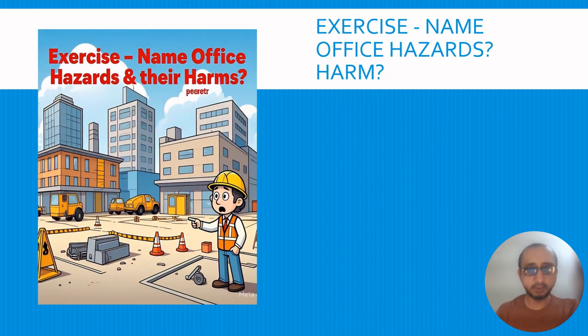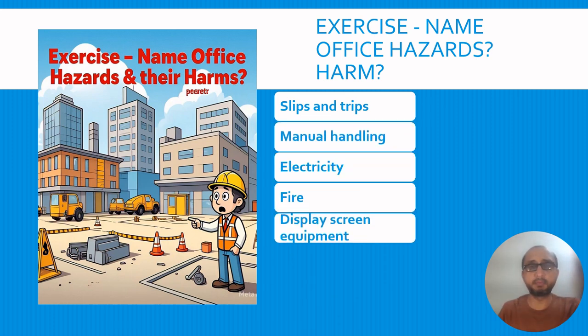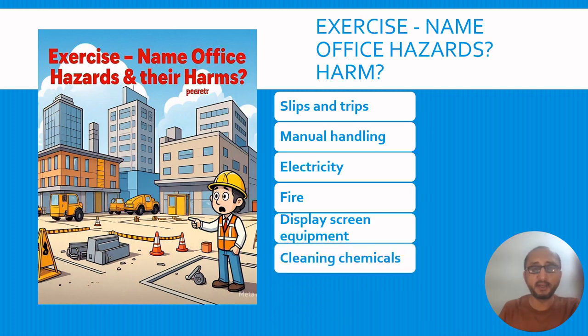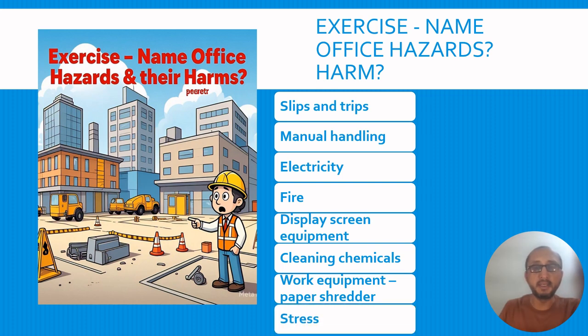Let's do another exercise. Name office hazards, and how they may harm you. So in the offices, common hazards are slips and trips. Manual handling is involved there. Electricity hazard is there. Fire hazard may be there. Then display screen equipment hazard is there. Then cleaning chemicals are involved there, so they can harm you. Then work equipment like paper shredders, staplers, printers, etc. And then stress may be due to the workload or the organizational culture.